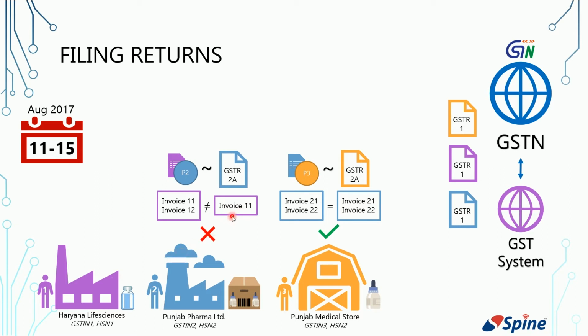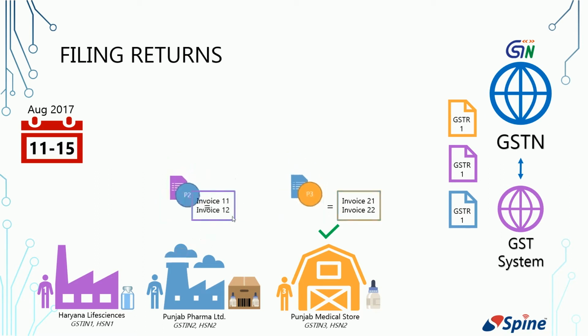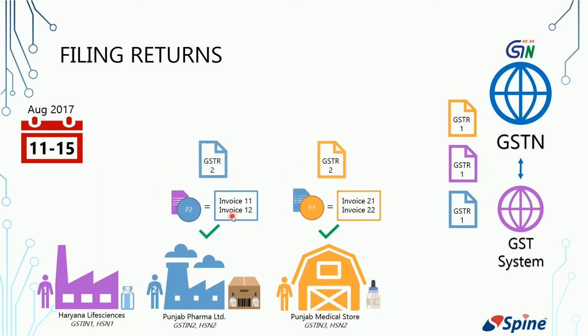Punjab Pharma would now correct GSTR2A. So, it would add the missing invoice from its inward supply data. Once the GSTR2A is updated, it becomes GSTR2, or the return of inward supply. All the taxpayers have to prepare their GSTR2 between 11th and 15th of August.